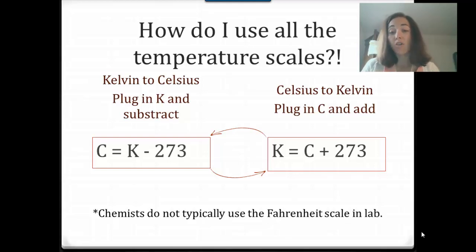Now, Fahrenheit is a scale that typically we only use in the United States, and scientists don't use it. So while the weatherman on the TV is going to give you Fahrenheit, you won't be using it in chemistry. Alright, so ready? Here we go.